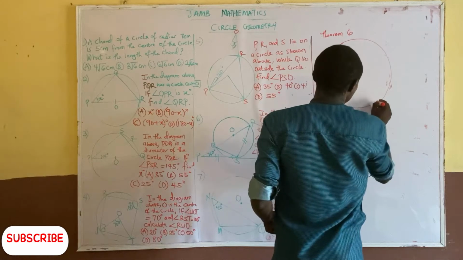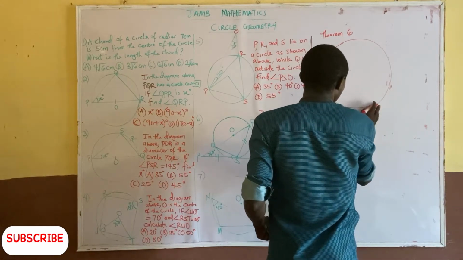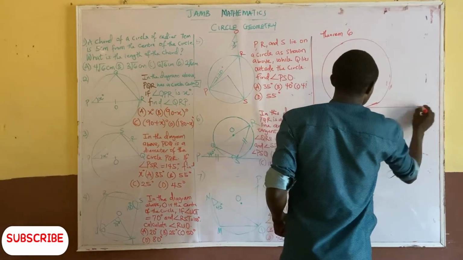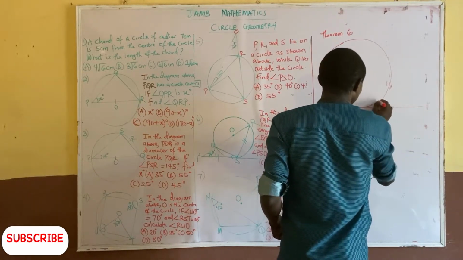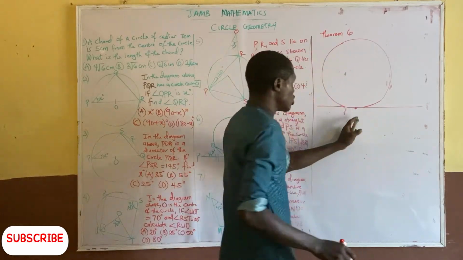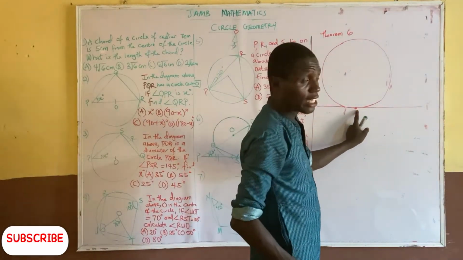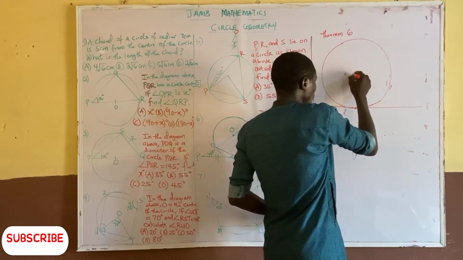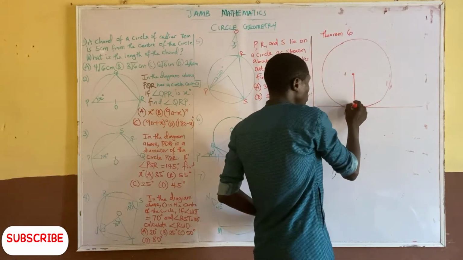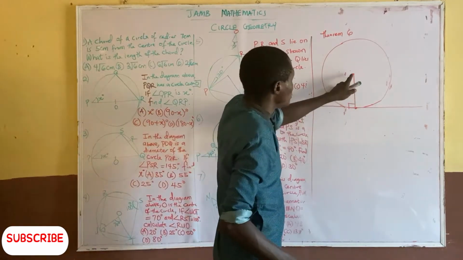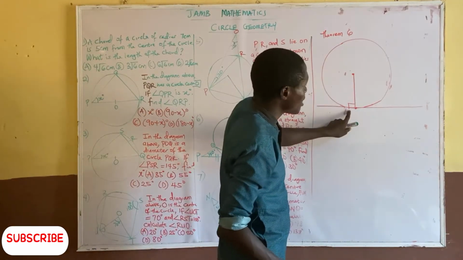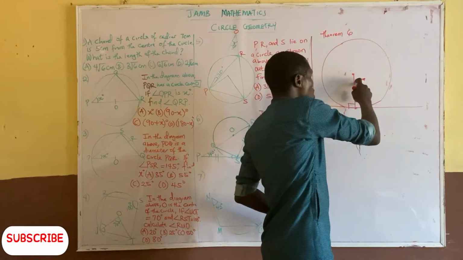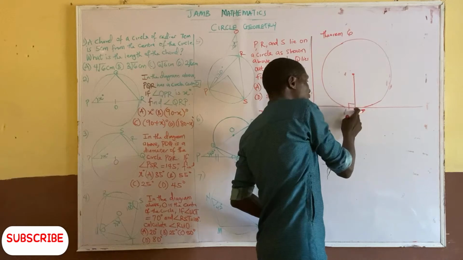A tangent is a line that touches the outside part of a circle. When you see a circle meeting a straight line from outside, you call this line a tangent. And the radius of a circle is perpendicular to what? To the tangent. So whenever a radius is drawn from the center of a circle, it is perpendicular to the tangent.